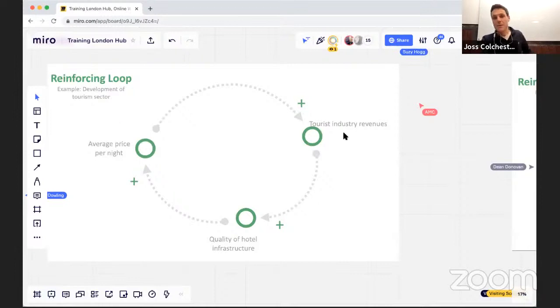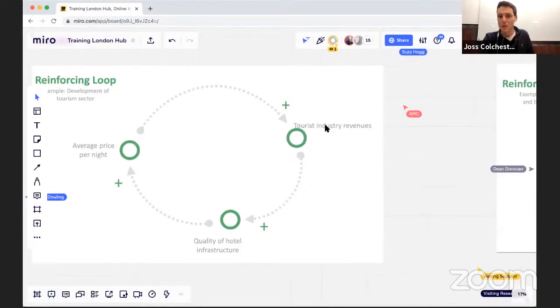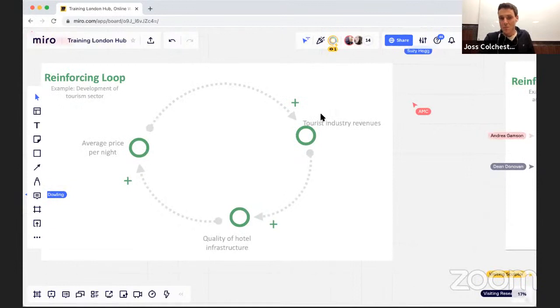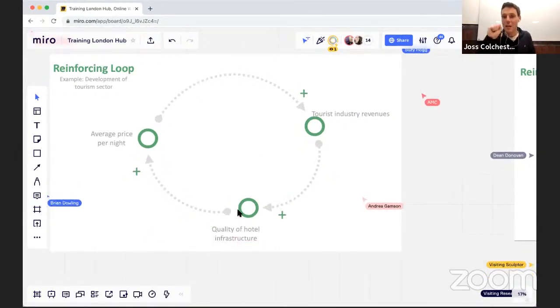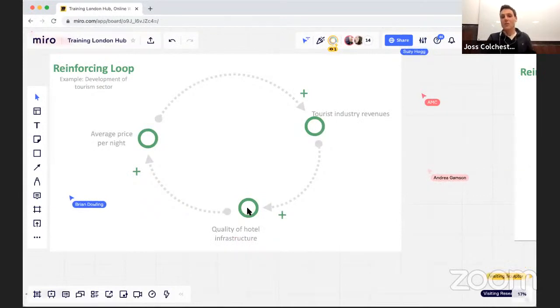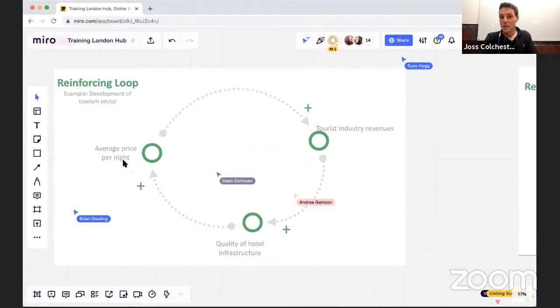If that goes up, tourist industry revenue is obviously going to go up if they're all earning more per night. Quality of hotel infrastructure. So the idea is if the hotels are all earning more money, the government could potentially gain more tax and could invest it in better quality infrastructure, or whatever way that increase in gross revenue could translate into increased hotel infrastructure, which, if they have better infrastructure, better hotels and so forth, they could then charge more per night.